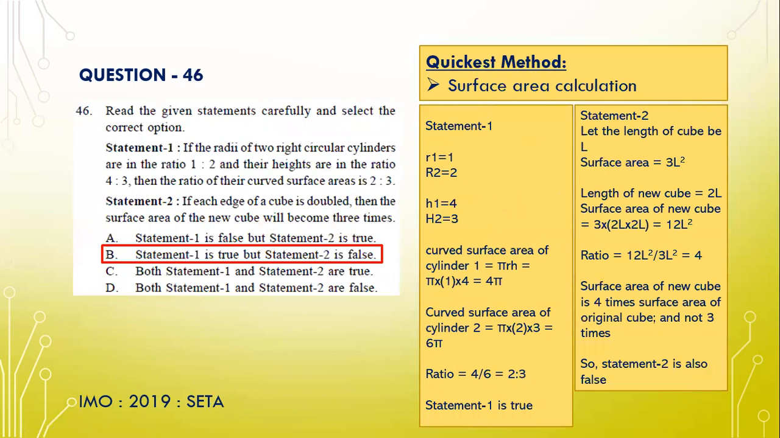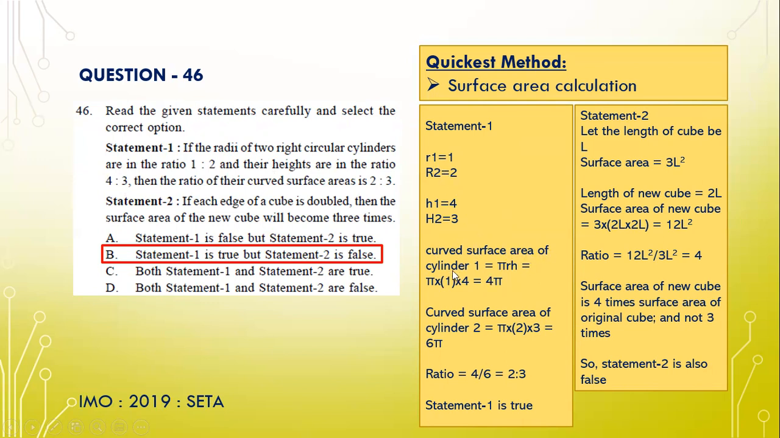Read the given statements carefully and select the correct option. Statement 1: If the radii of two right circular cylinders are in the ratio of 1:2 and their heights are in the ratio of 4:3, then the ratio of the curved surface areas is 2:3. Let's solve. Let the radii R1 be 1 and R2 be 2, because the ratio is 1:2. Let H1, the height of the first cylinder, be 4, and the height of the second cylinder be 3, because the ratio is 4:3.